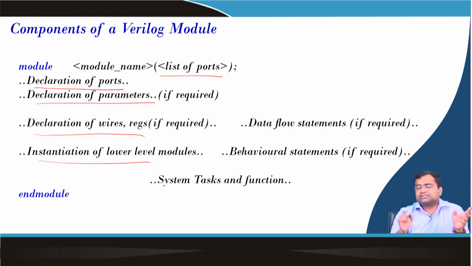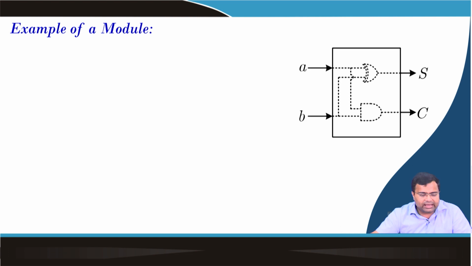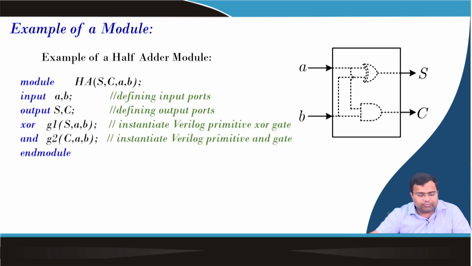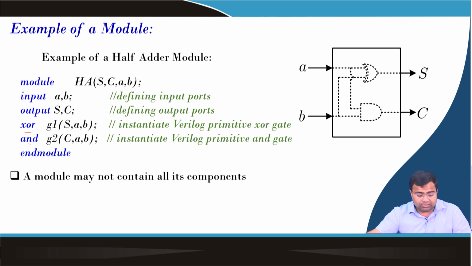So, this is instantiation of lower modules, and it can be behavioral or data flow. We can also instantiate some tasks. Example of a module, it is the half adder module I have discussed. This looks like a circuit, and this is the XOR gate and AND gate. So, this we have already discussed. A module may not contain all components.